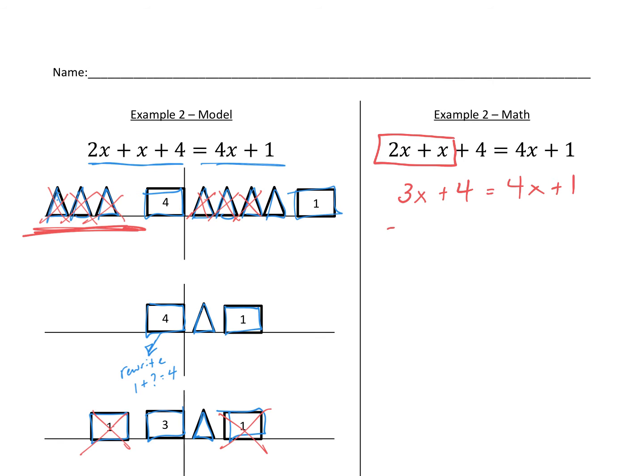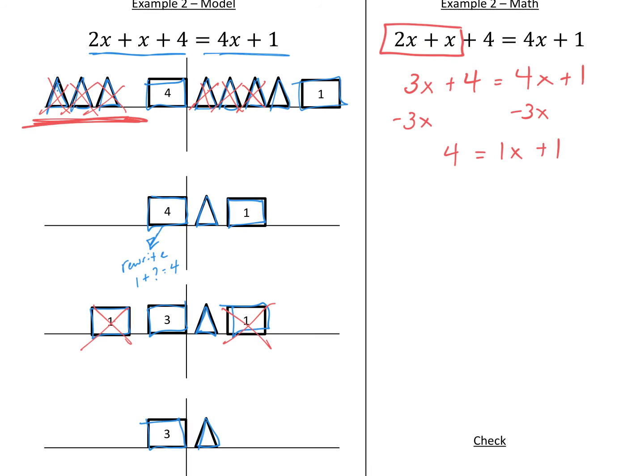Now I am able to go ahead and subtract 3x from both sides. So now I'm left with 4 equals 1x plus 1. The next step was we needed to eliminate a 1. And in doing so, we had to separate out the 4 into a 3 and 1. Well, we don't really need to do that because we can just show the subtraction. So I'm going to subtract 1 from both sides. 4 minus 1 is 3. So I can see that 1x is equal to 3.